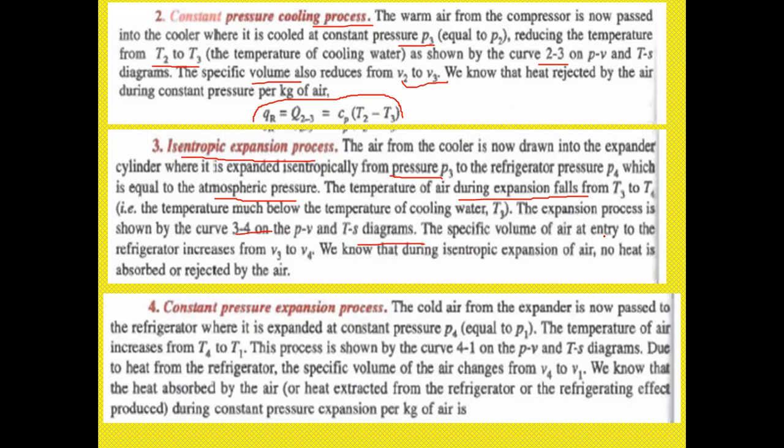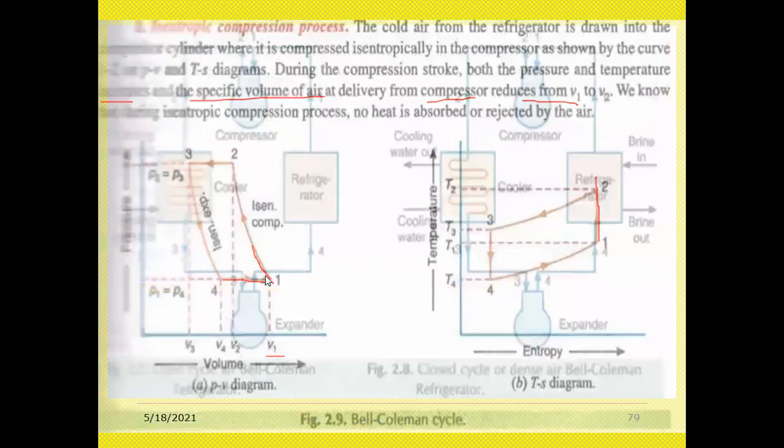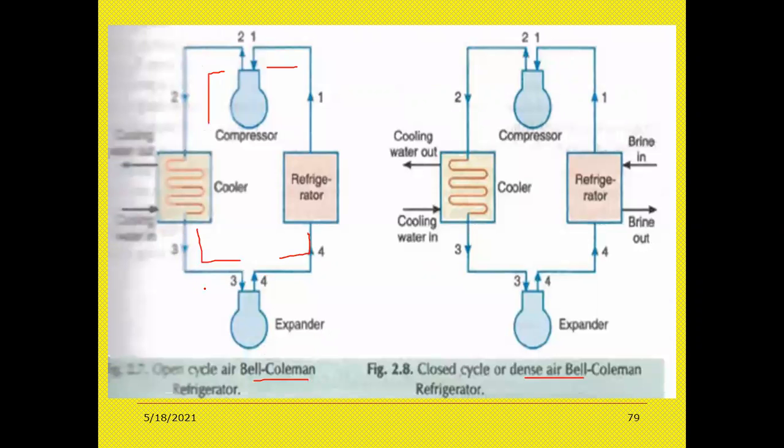Now the specific volume of air at the entry to the refrigerator increases from V3 to V4. We know that during the expansion process, no heat is absorbed or rejected by the air. So this happens in this process from cooler to expander. Again from the expander it is going to the refrigerator.